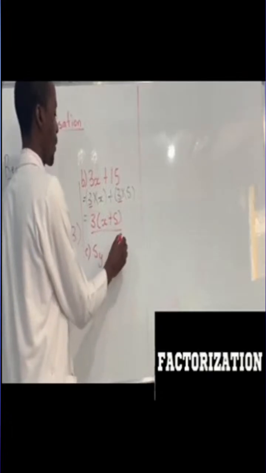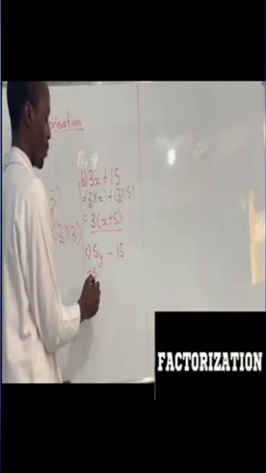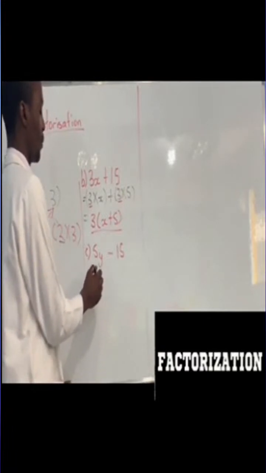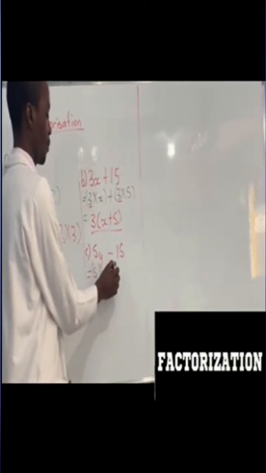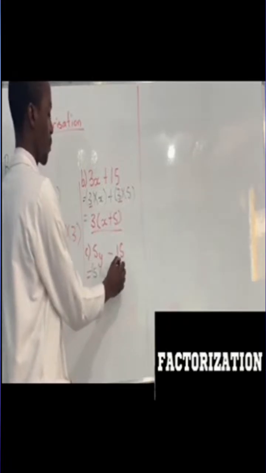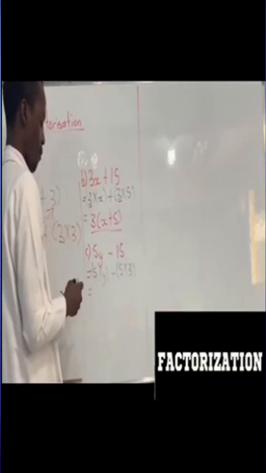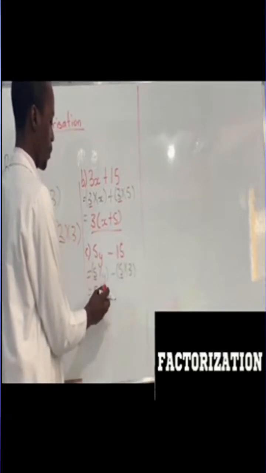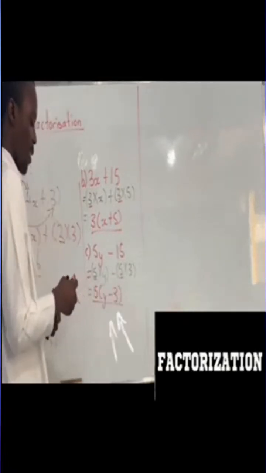5y minus 15. Alright, so to solve this, we look for the common factor, which is 5. Then we're going to say 5 multiplied by y. And then we subtract 5 multiplied by 3. So our common factor there is 5. So we're going to factor 5 out and write 5. Then in brackets we're going to get the remainders y minus 3. So that will be our final answer there.